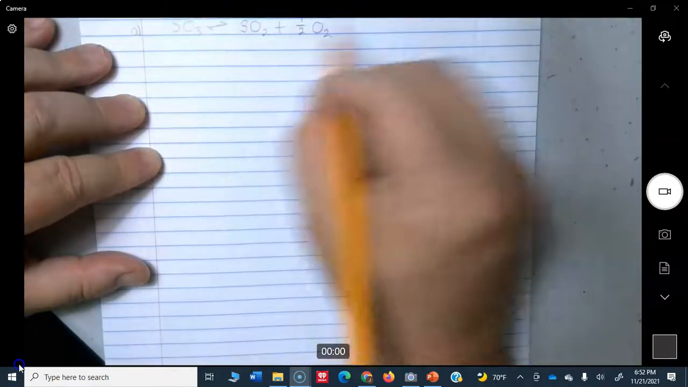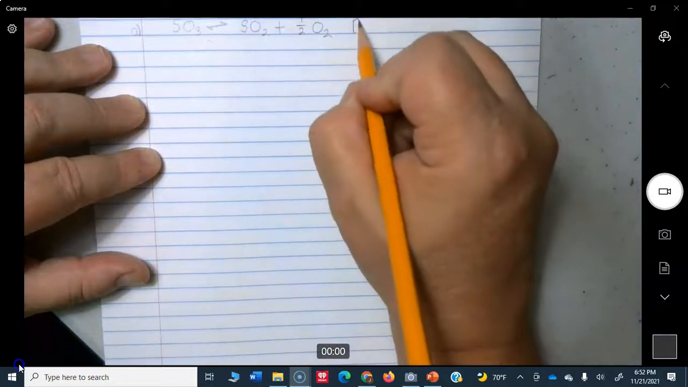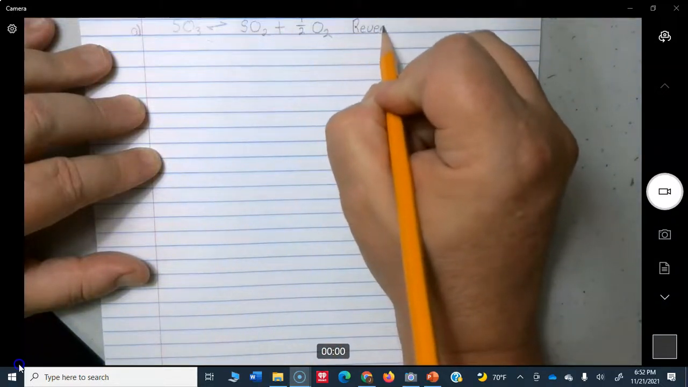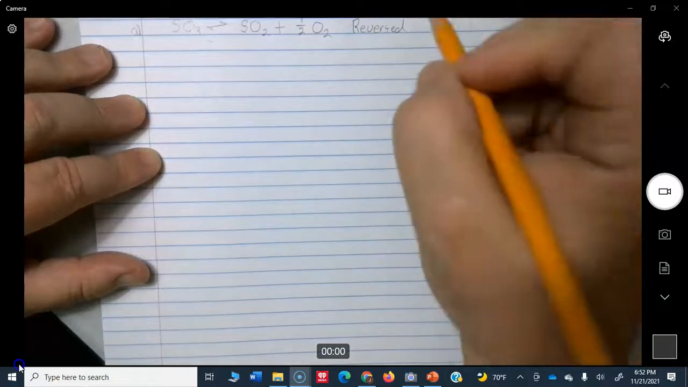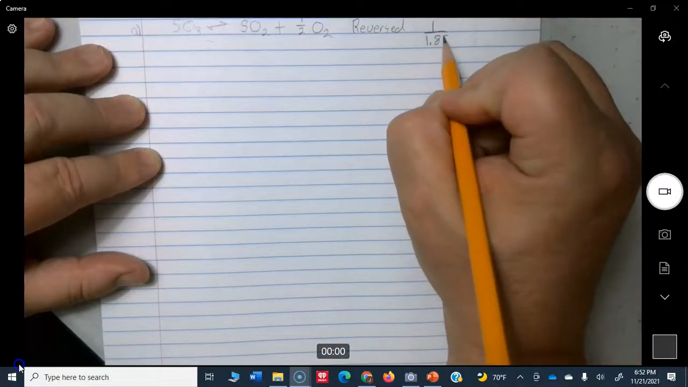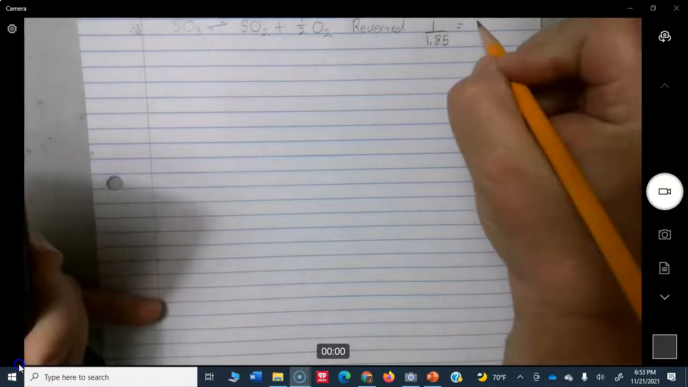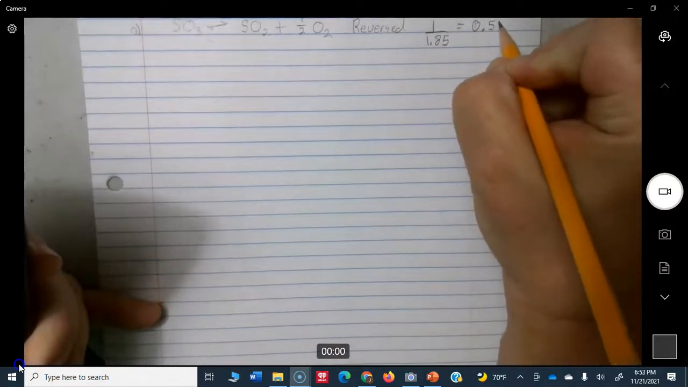So what they did here is they took this, they reversed this equation. Okay, you see that? So you reverse, which means you take the reciprocal. And that's going to equal 0.54. Okay, so that's the answer.